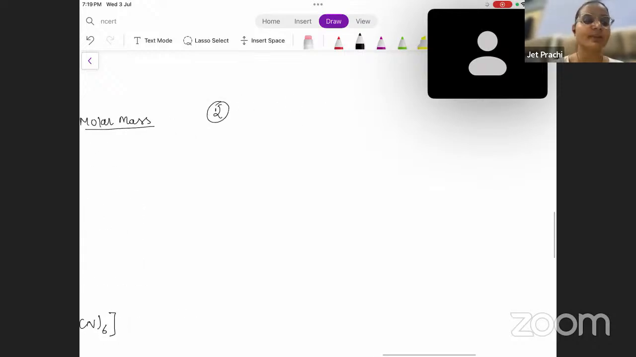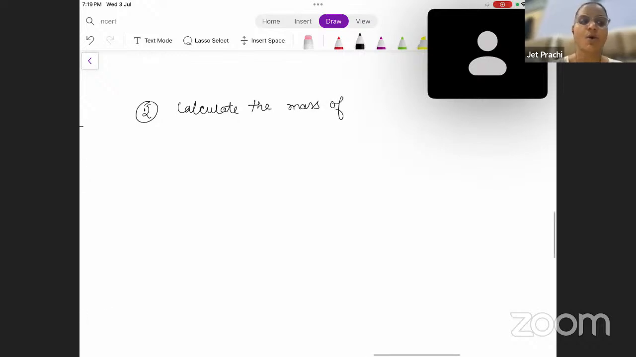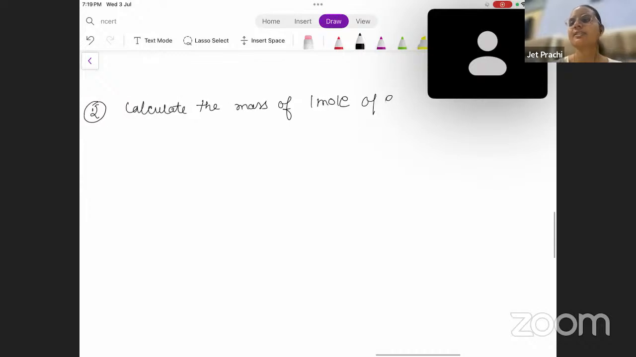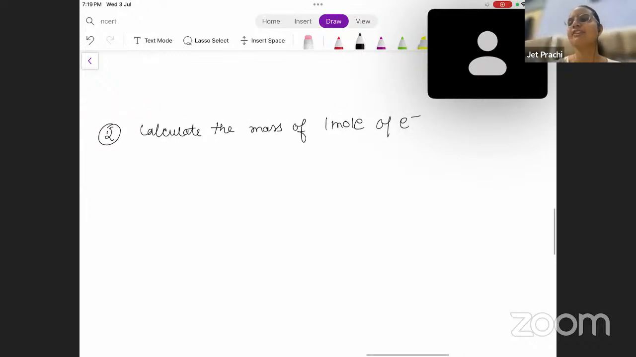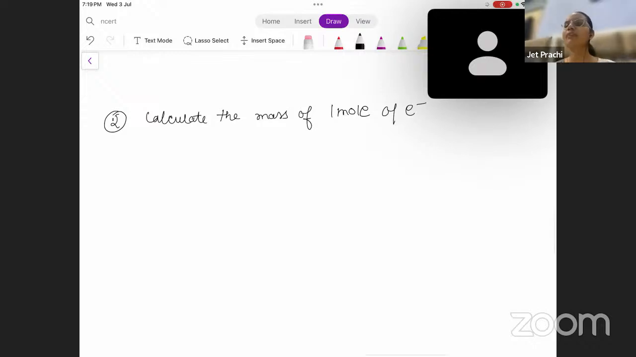Now, this is the first problem. And the next problem is you have to calculate the mass of 1 mole of electrons. I think you can do this, right? We know the mass of 1 electron. So if you know the mass of 1 electron, I hope you can calculate the mass of 1 mole of electrons. Now let's take one more question, a previous year question of JEE.